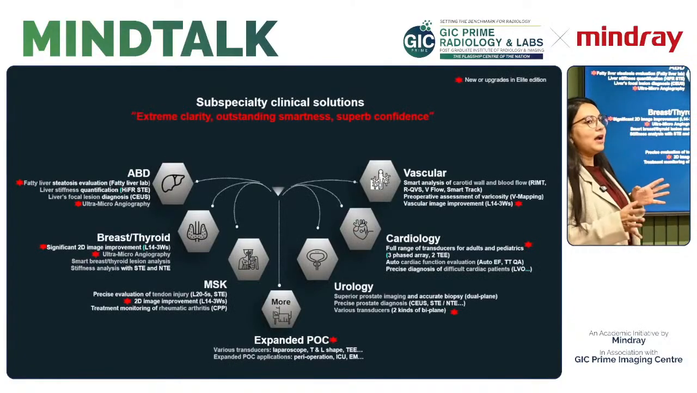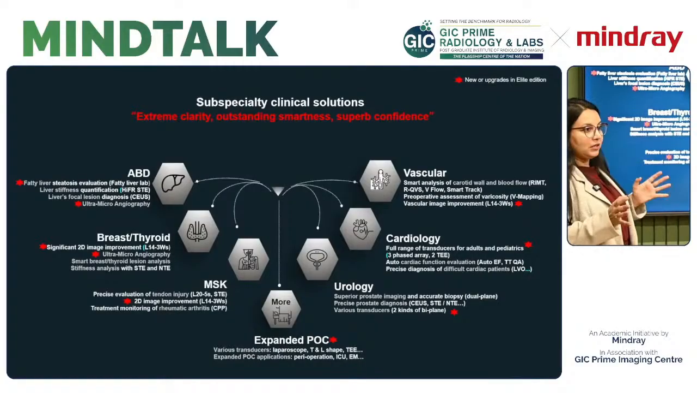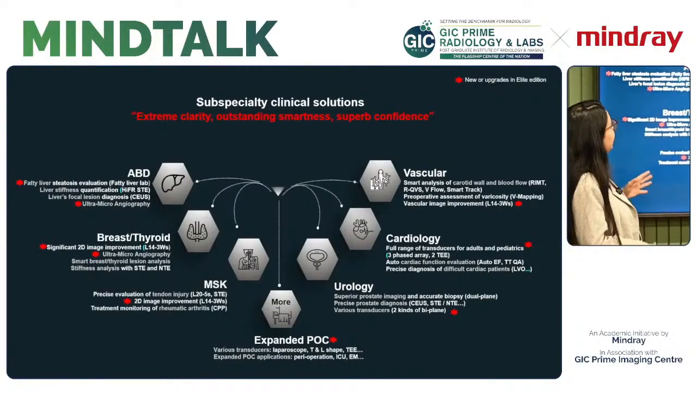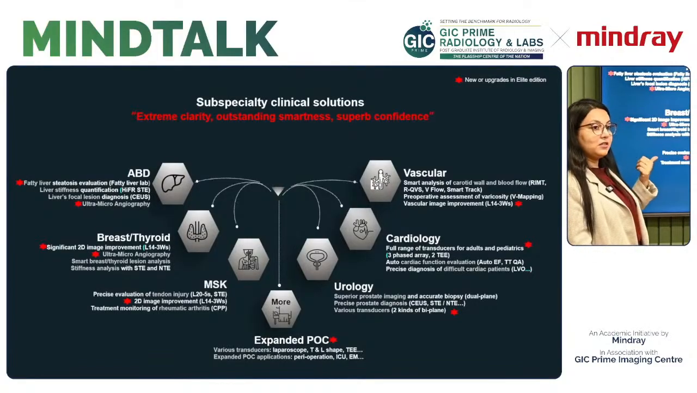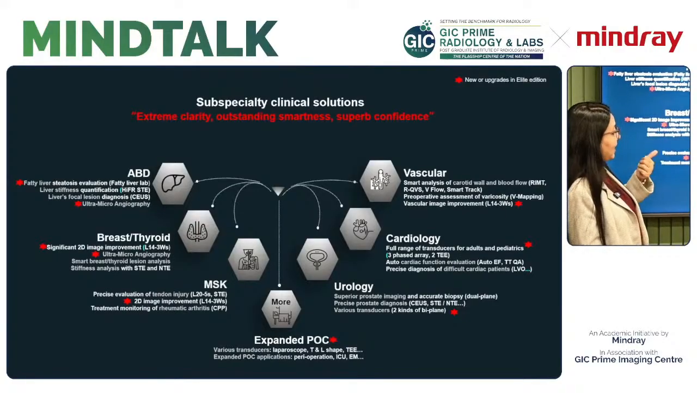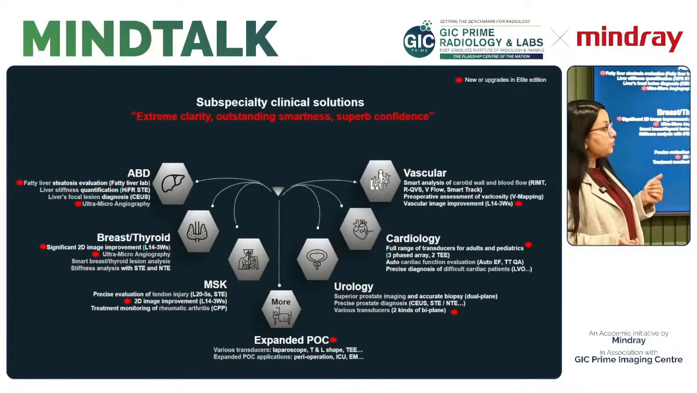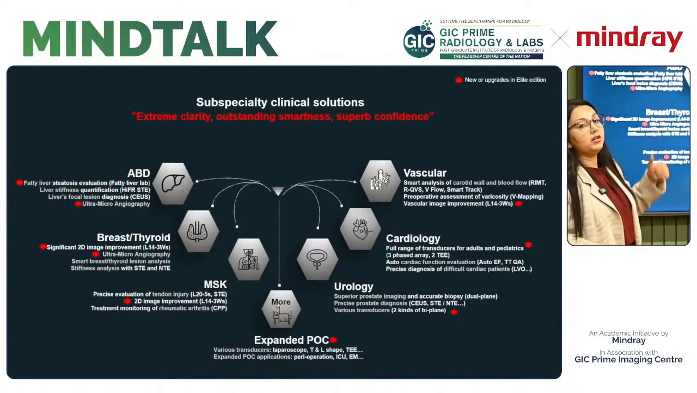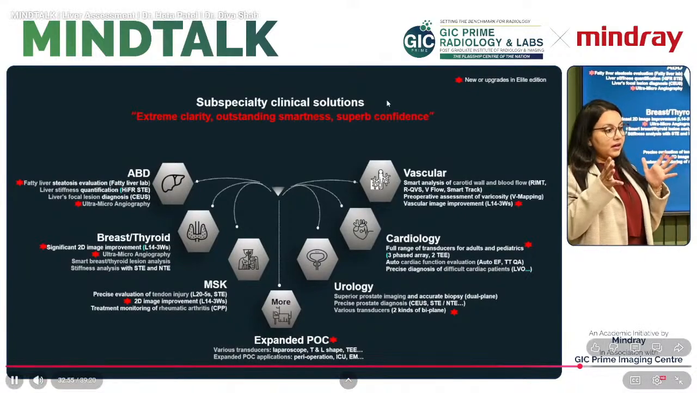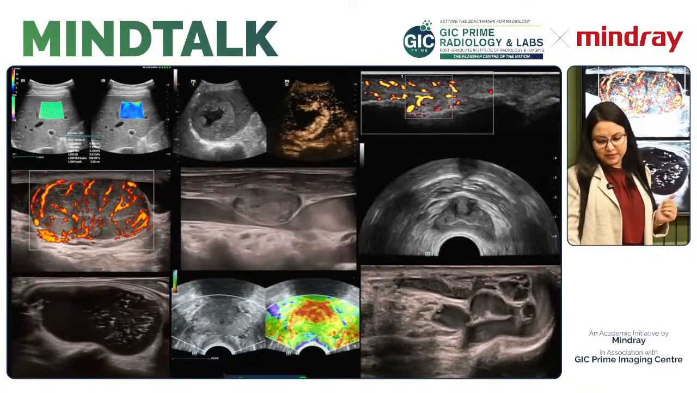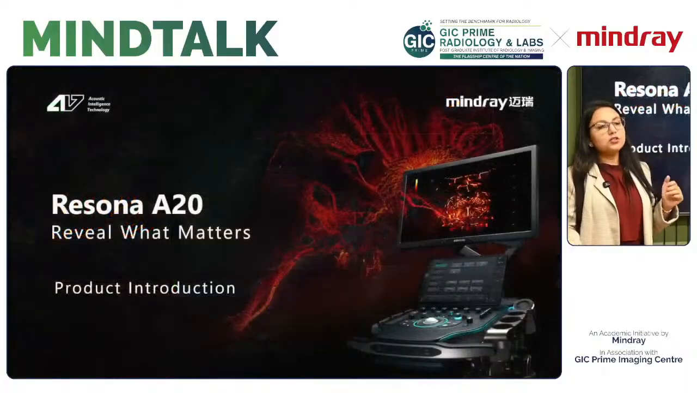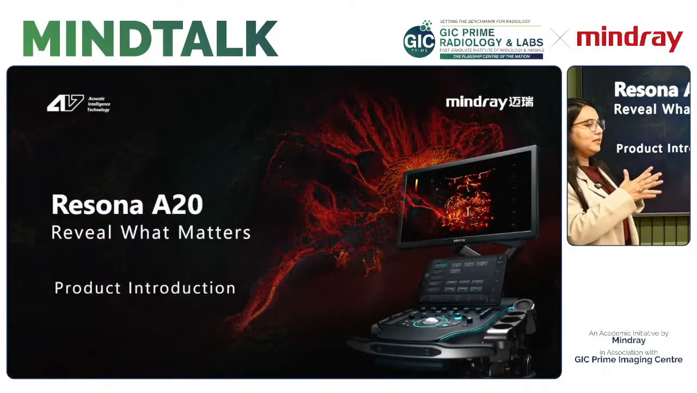So overall, our i9 machine is a whole package, a shared service package, which gives you information and technology for abdomen, breast, and thyroid. We have Smart Breast and Smart Thyroid, which will give you automatic analysis of BI-RADS and thyroids. We have MSK, and we have expanded our applications for point of care, urology, cardiology, and vascular. All these things are comprised in one package, that is the i9. And these are some of the images scanned by the i9. So that was about the i9, and that's our flagship product.